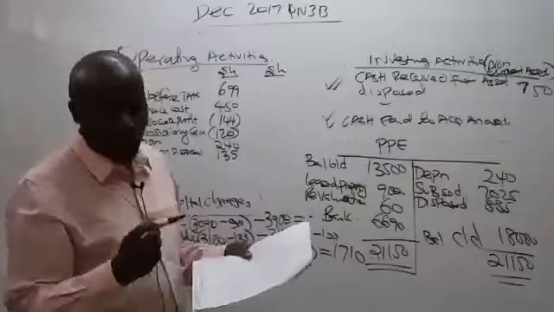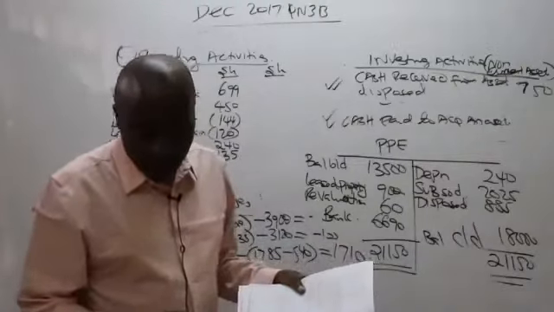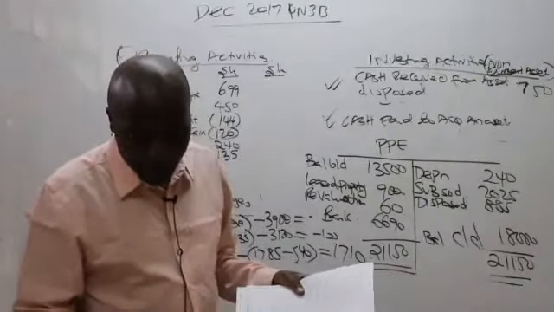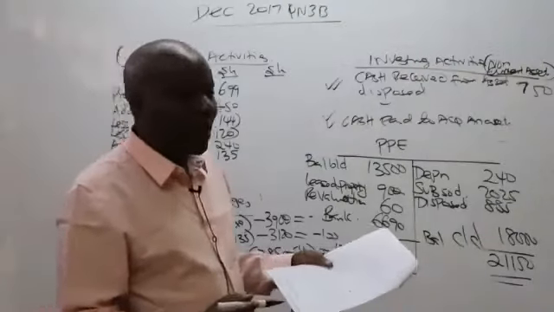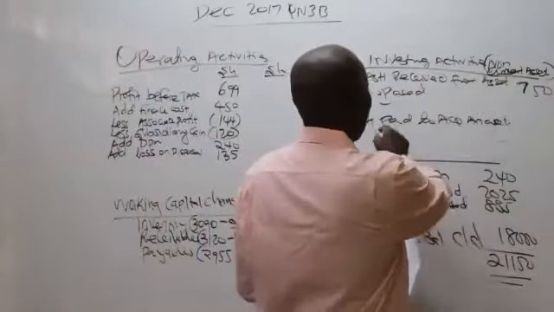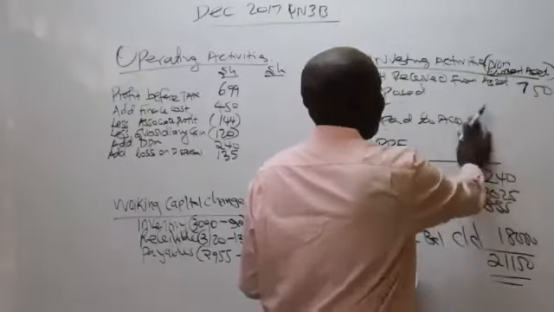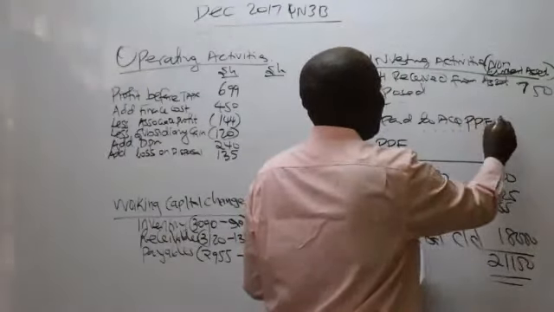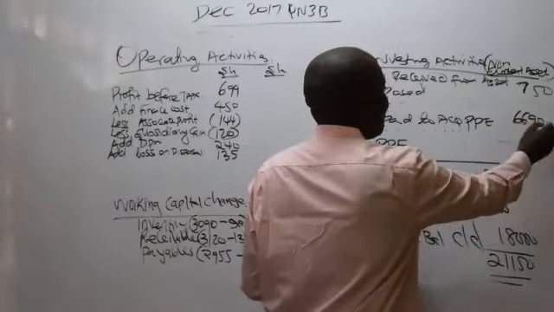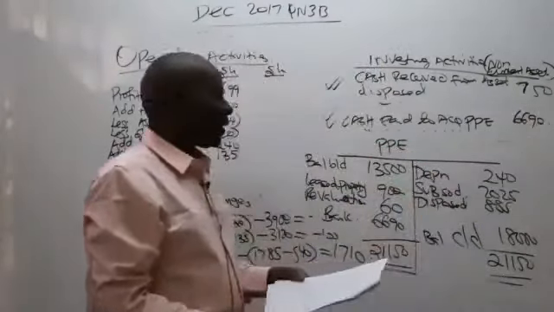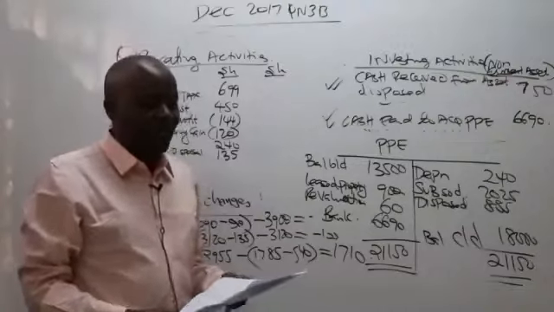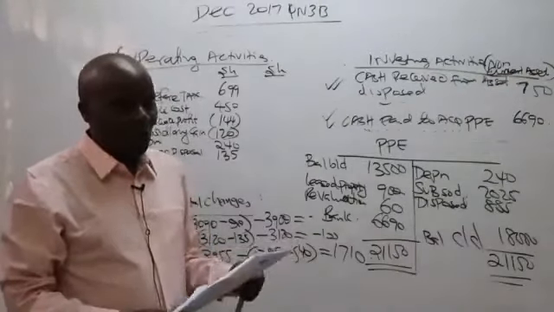In this case, ladies and gentlemen, what I want you to write there is cash paid to acquire assets, to acquire PPE. They say it's 66 what here? 6690. Acquisition of PPE.